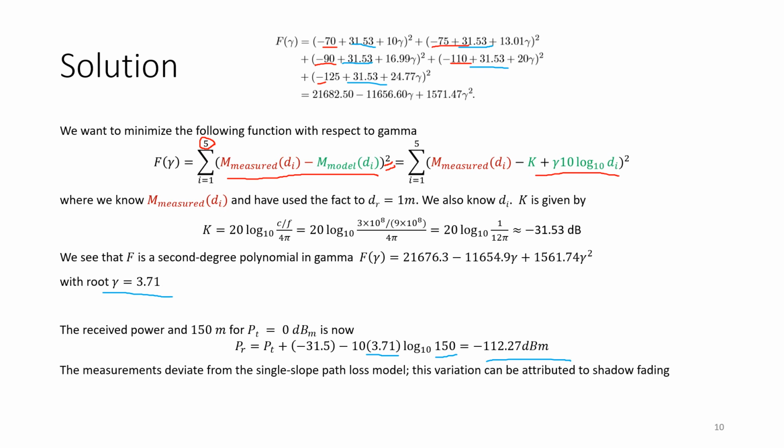Okay, so as we said, the measurement deviates from the single slope model, and this could be attributed to shadowing, because so far in our models, whether free space path loss model, two-ray model, or path loss exponent model with two variations, single slope and multi-slope, in all of them we did not consider shadowing per se. We did not have a random model for the shadowing. So this motivates us for the next topic, which is shadowing. You can play with this example, you can change the numbers and see what you get. Here is the differentiation and the answer, 3.71.